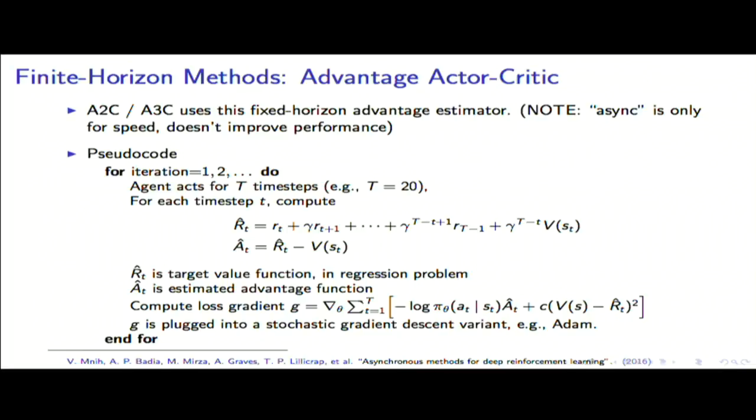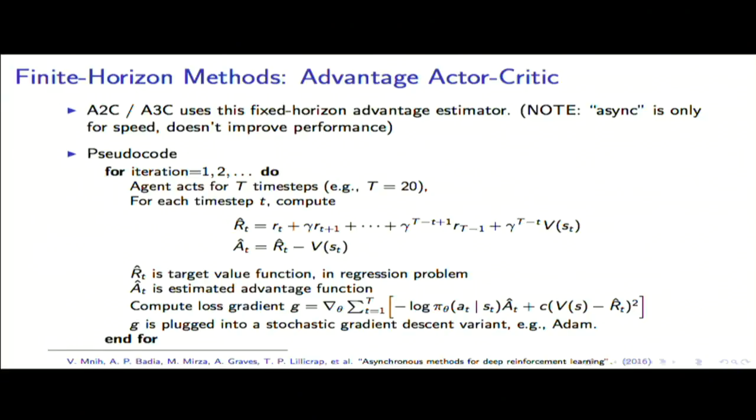A recent paper that popularized these methods a lot, and basically popularized the vanilla policy gradient method again, was called Asynchronous Methods for Deep Reinforcement Learning. The asynchronous aspect doesn't really matter for the performance, it's just a speed thing. But they described a version of the vanilla policy gradient algorithm which is very practical for using recurrent neural network policies and neural network policies in general.